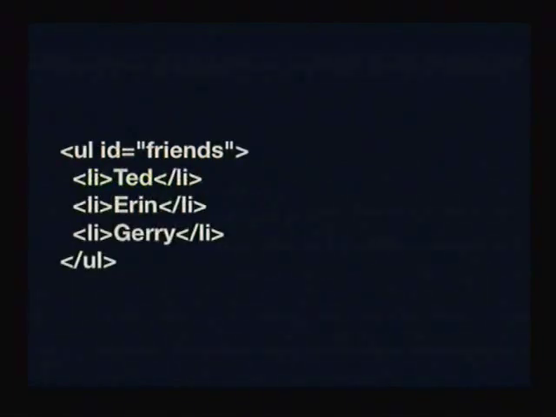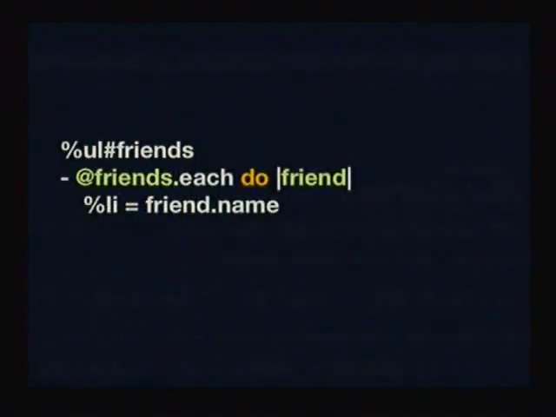And this would be the output that you get. One nice thing that Haml does is it automatically reflects the indentation that you have in your code. So you're always going to get really nice indented output for everything you do.